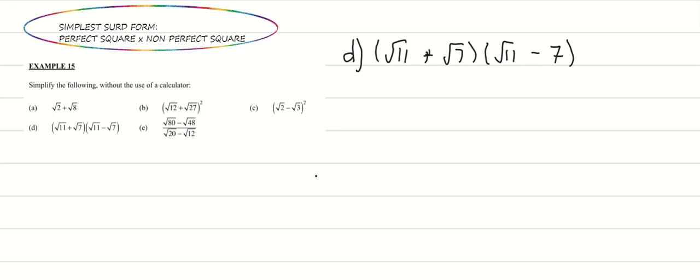Example D, we have the square root of 11 plus the square root of 7, multiplied by the square root of 11 minus the square root of 7. Okay, so the answer to this sum is very, very important, and I want you to take note of what we get as an answer so that you can remember it for the next set of examples, which is example 16.